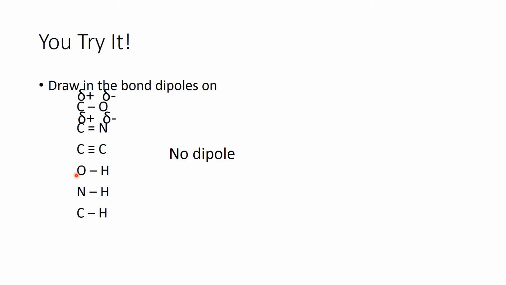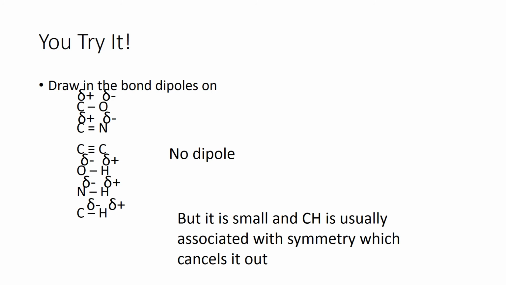On this bond, the hydrogen is less electronegative, the oxygen more electronegative, del negative on the oxygen and del positive on the hydrogen. The same thing with this nitrogen-hydrogen bond. There ends up being a del positive on the hydrogen, del negative on the nitrogen. And this bond has a del negative on the carbon and a del positive on the hydrogen, but we usually ignore this because symmetry takes away this small dipole, and we usually don't bother writing it at all.